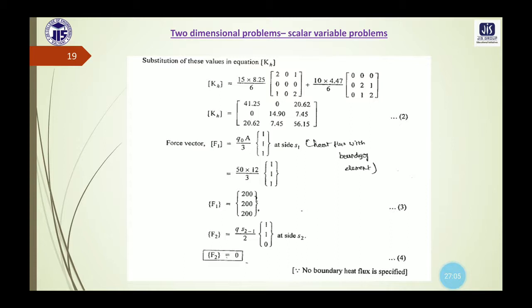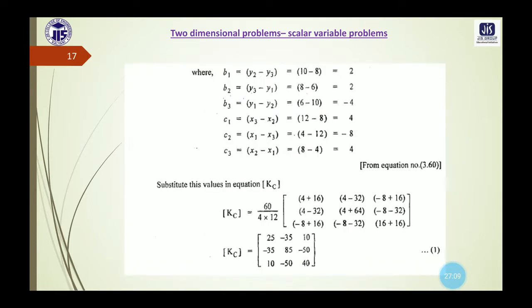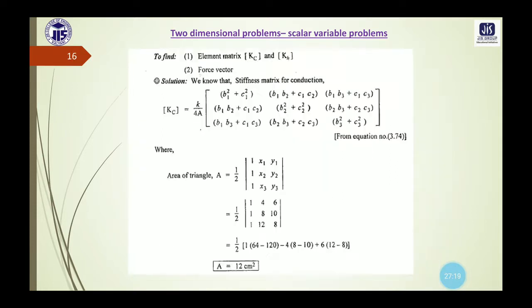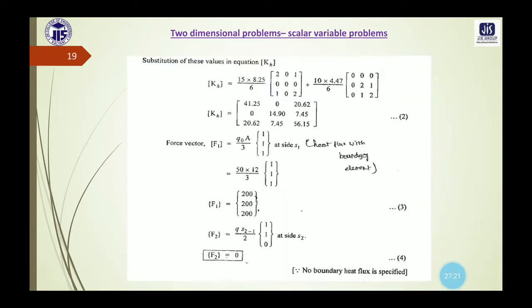Now the formula for this force vector we have discussed earlier, and we had to actually remember these three different formulas for F1, F2 and F3. The derivation part is not required, you need to only remember the formula for the force or load vector. So the formula for F1, it is Q naught A by 3 multiplied by column matrix. So we can directly put the value here and we can find the column matrix for F1.